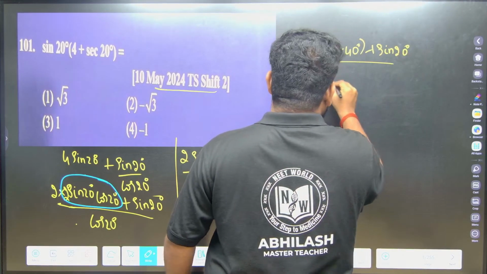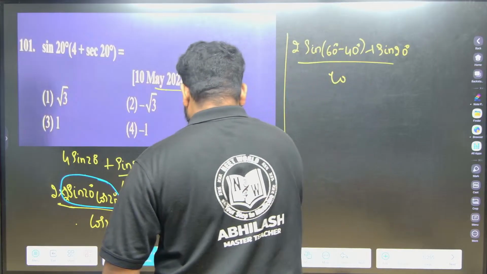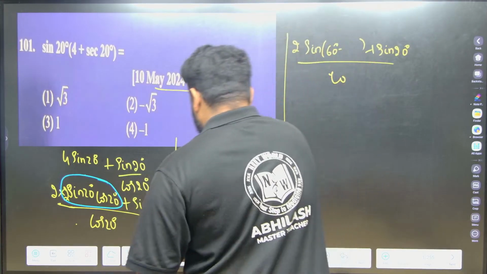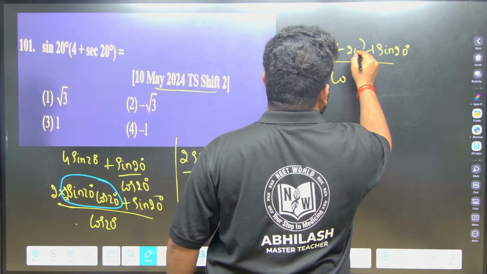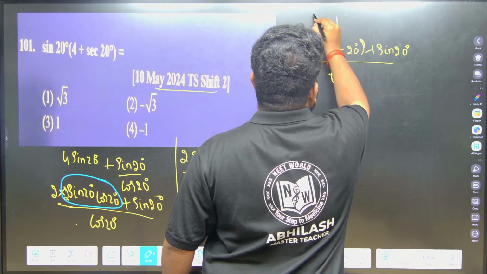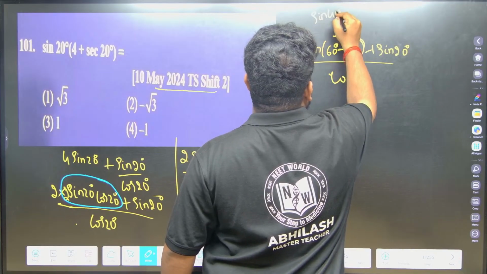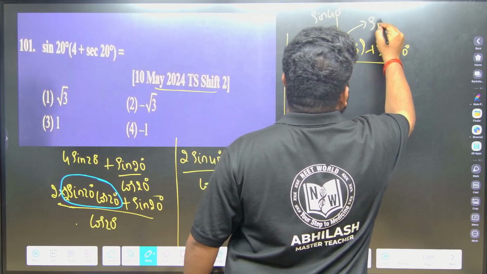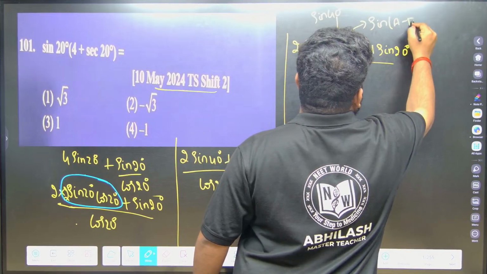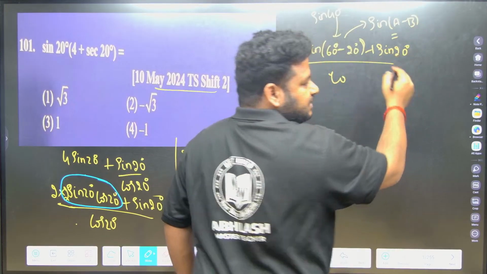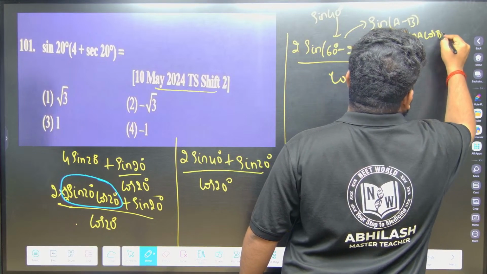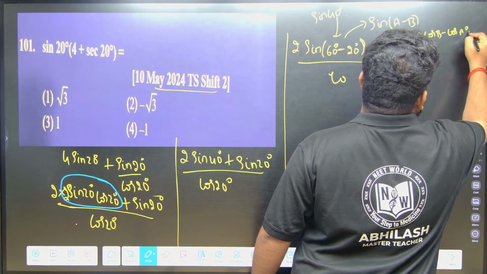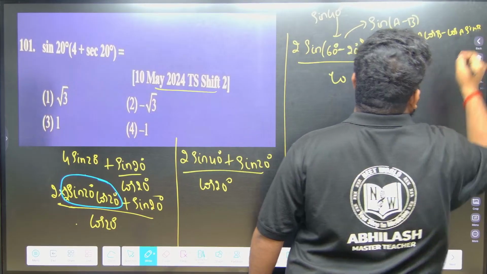cos 20. If I want 40 degree, I can write it as sin of 60 minus 20 degree. So this is of which form? Sin of A minus B. Sin of A minus B is what formula, friends? Sin of A minus B is sin A cos B minus cos A sin B. Correct na?